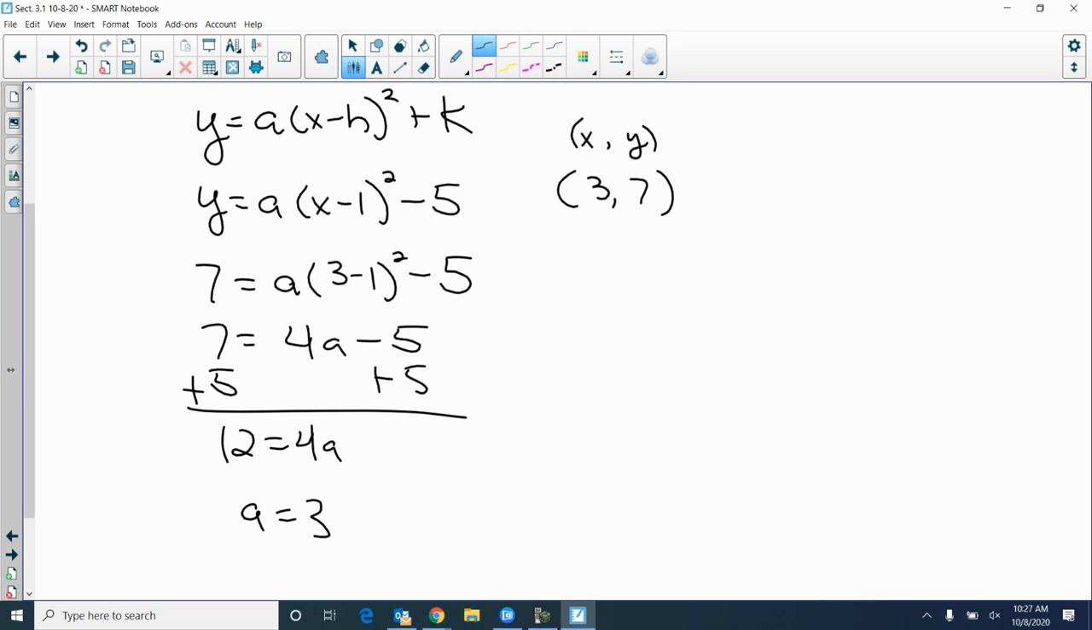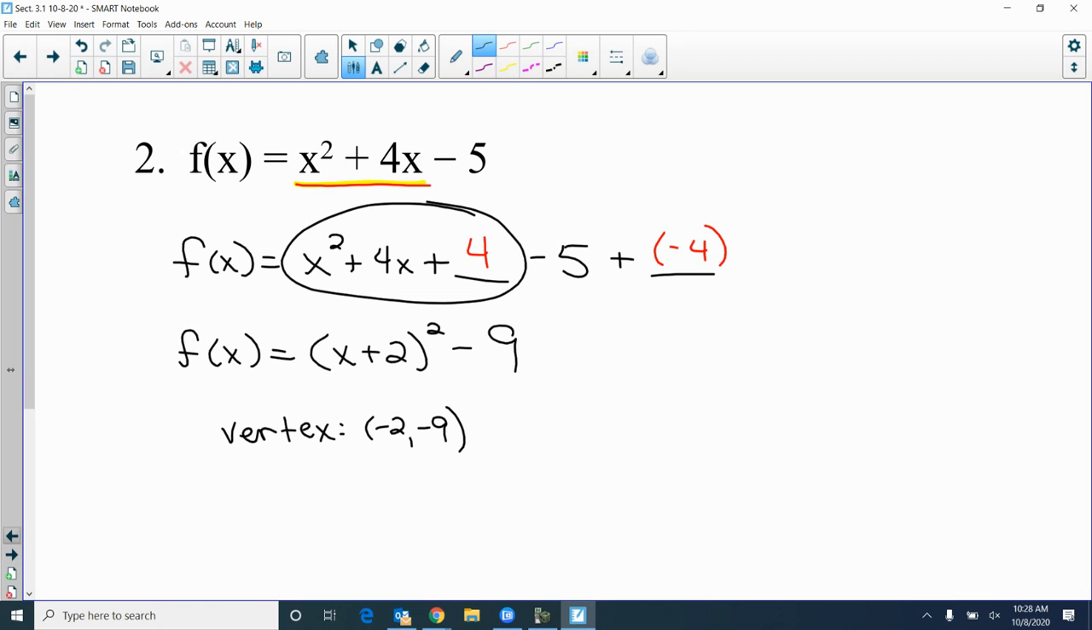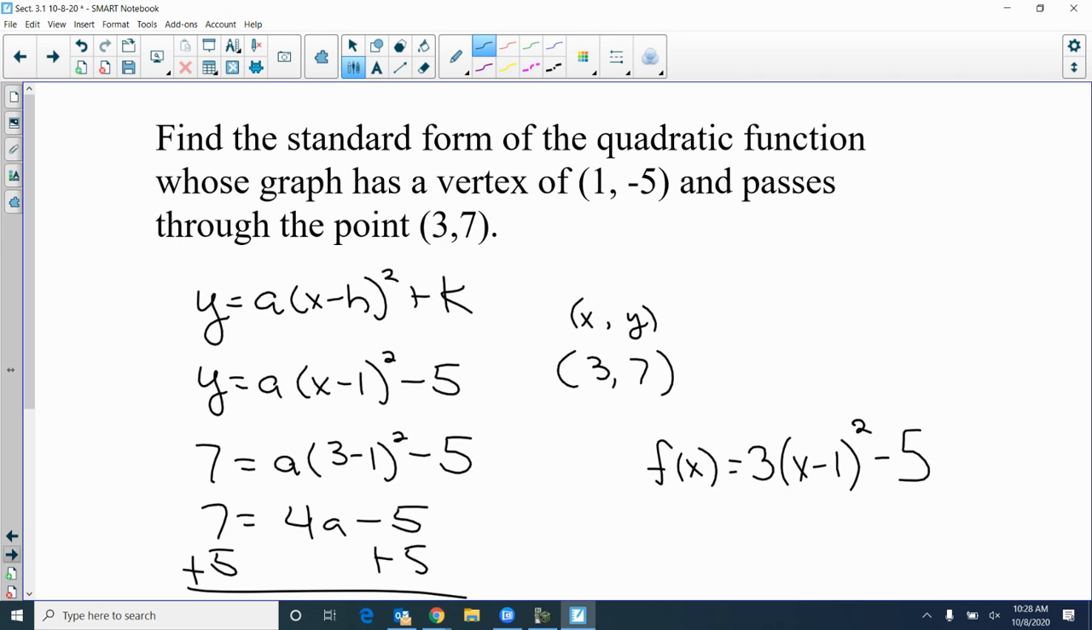Now, just according to the directions, just write the final answer down. Y technically is a function, so we can write it f of x equals 3 times x minus 1 squared minus 5. If it's in this standard form, I know what the vertex is, but I have to convert it. As I started to say here, there is a way to find the vertex without completing the square. And that's on the back.